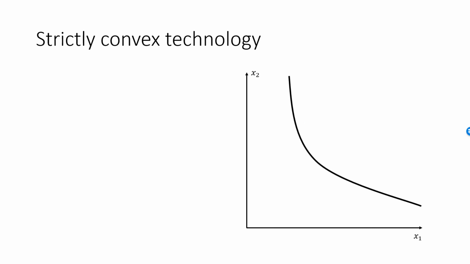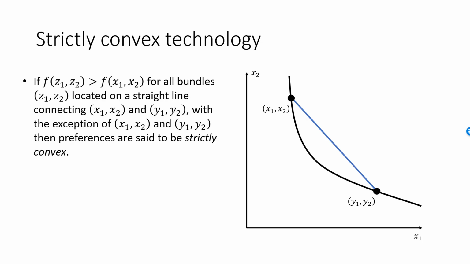Let's have a look at the distinction between convex technology and strictly convex technology. Here is an isoquant consistent with strictly convex technology. Pick any 2 points on the isoquant, an x bundle and a y bundle. We draw a straight line through these 2 bundles. If it is the case that this blue straight line is always strictly above and to the left of the isoquant, never touching it, with the exception of the x and the y bundle, and this is true no matter how you pick the x and the y bundle, and it's true for all isoquants, then technology is strictly convex.